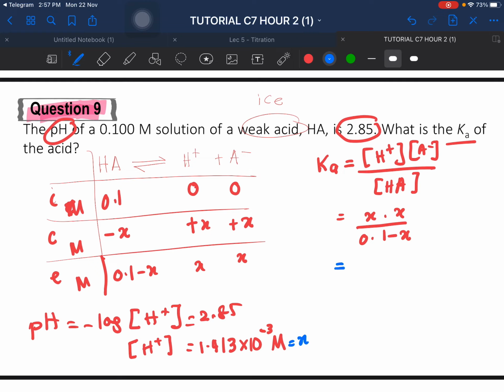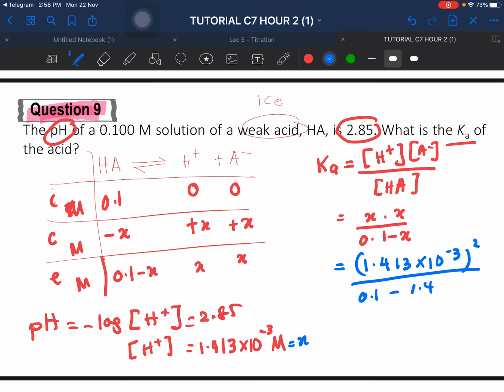Now let's substitute. x is 1.413 exponent negative 3, times 1.413 exponent negative 3, over 0.1 minus 1.413 exponent negative 3. So the final answer, bukan the concentration, the Ka value is 2.03 exponent negative 5. That's all for question number 1.